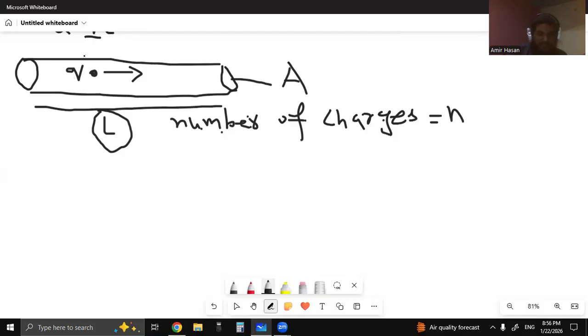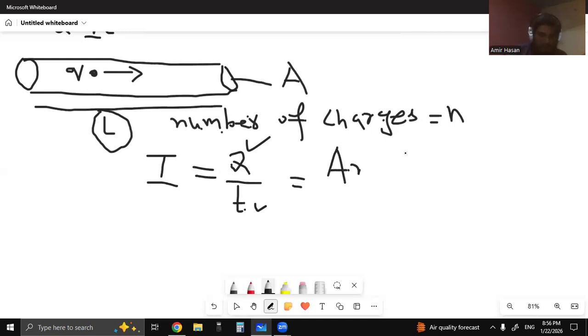If we form the value for the total charge of the conductor, according to the formula, I equals Q upon T. This is the formula for current. We know that the flow of charge in unit time forms the current. Now, what is the total charge present in the conductor? The total charge is the product of the area, the number of charges, the moving charge velocity V, and the charge.